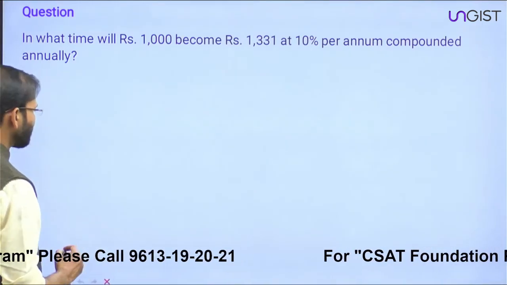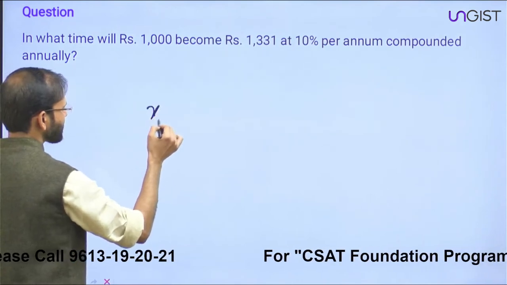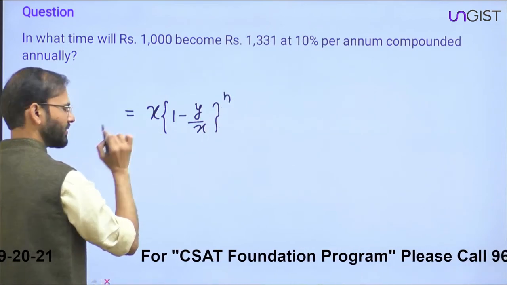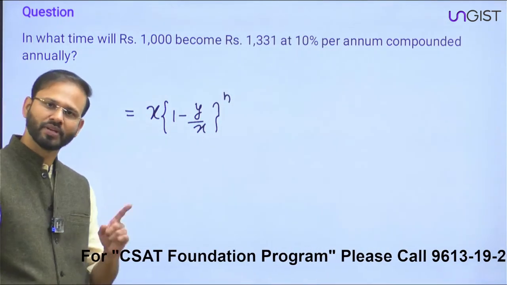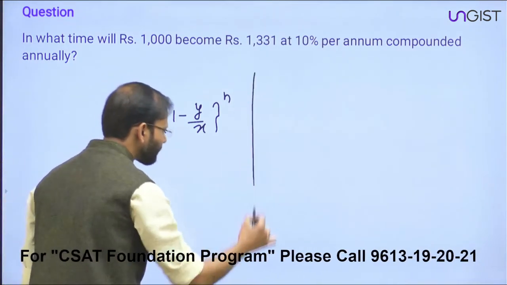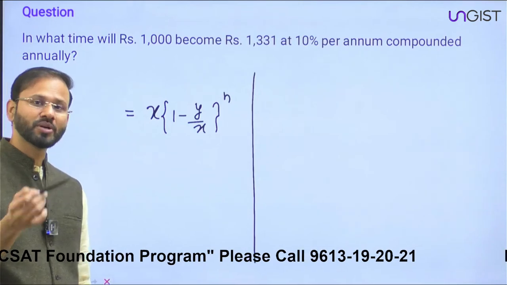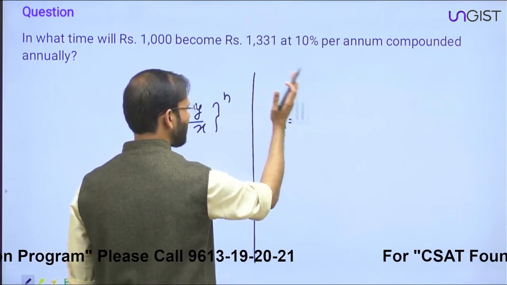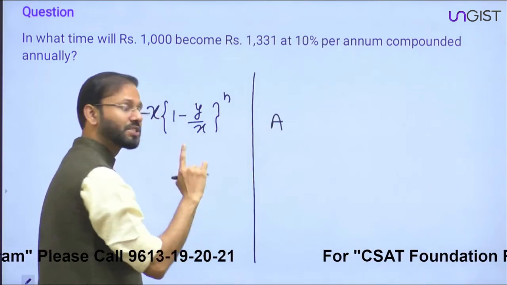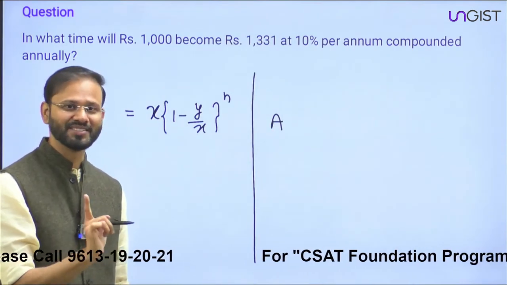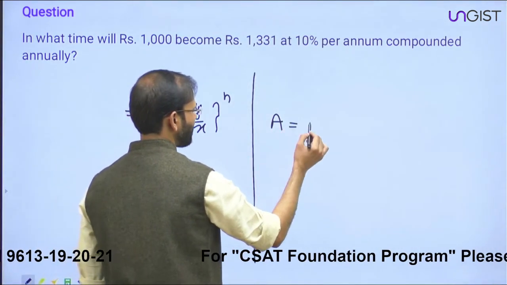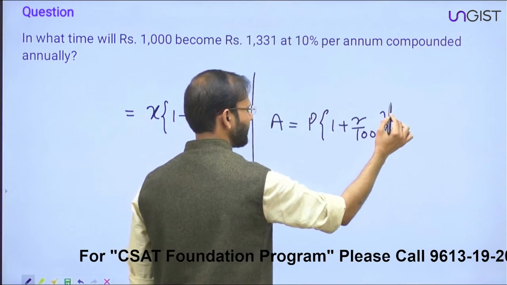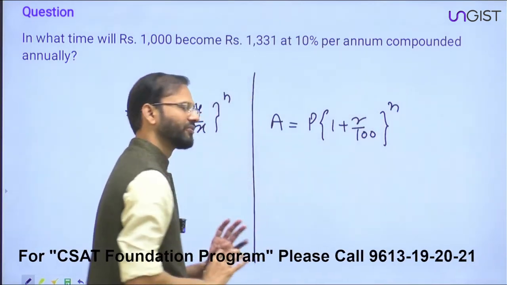Guys, just tell me one thing, you have just studied a formula, x into 1 minus y by x raised to the power n. You studied this formula a little while ago, in the last question we discussed this formula, right? And what is the formula of compound interest? In compound interest, amount means principal plus interest. Always remember this. So amount is P into 1 plus R by 100 raised to the power T, or N, where N means number of years.